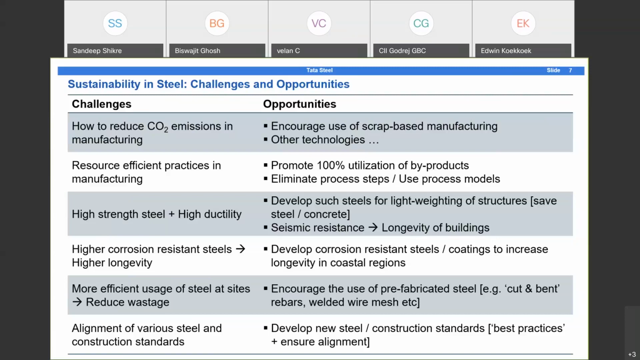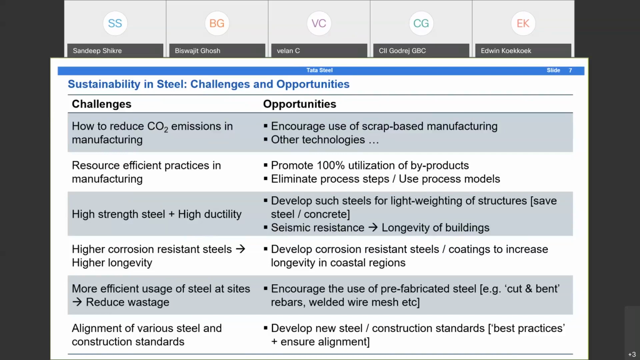The other challenge is how to be resource efficient in the manufacturing of steel. One approach is how to promote 100% utilization of byproducts. In the manufacturing of steel, there are various byproducts, most of which are used up within the steel circuit itself. But some of the byproducts are utilized in other industries like cements, paints, pigments, chemicals, etc. Typically, in a good steel manufacturing ecosystem, roughly 95% of the byproducts get utilized, leaving around 3 to 5% as waste. Efforts are underway to reduce that and reach 100% utilization of byproducts.